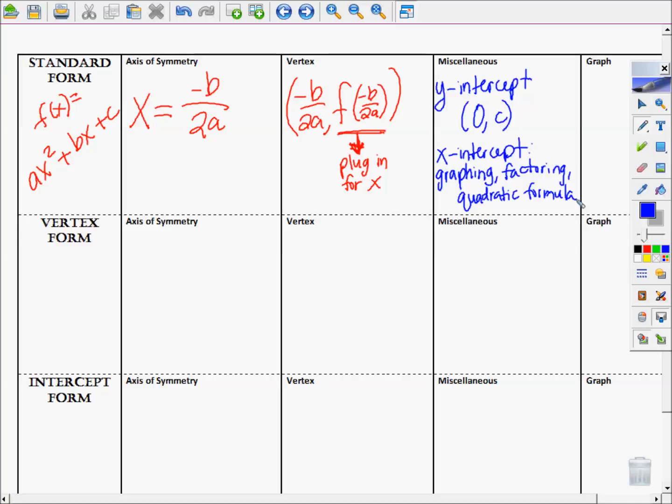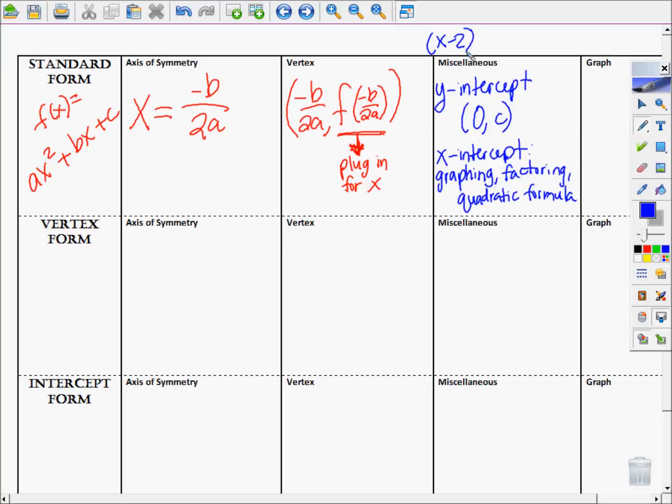The example was if I had x minus 2 from my factoring, that means that my answer would have to be x equals 2. So my intercept would be at 2, 0.